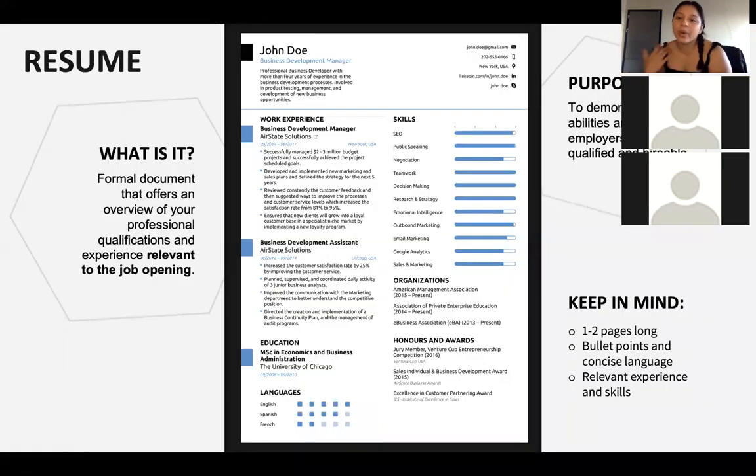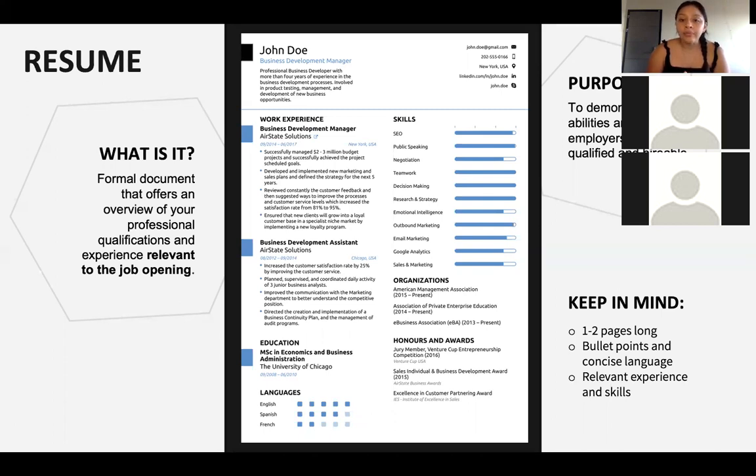So the resume, what is a resume? As you can see here, this is a type of resume. We have so many different types, but this is one of them. This is just an example. You don't have to do it specifically this way or with this design. It's a formal document that offers an overview of your professional qualifications and experience. And the most important part is that it has to be relevant to the job opening.